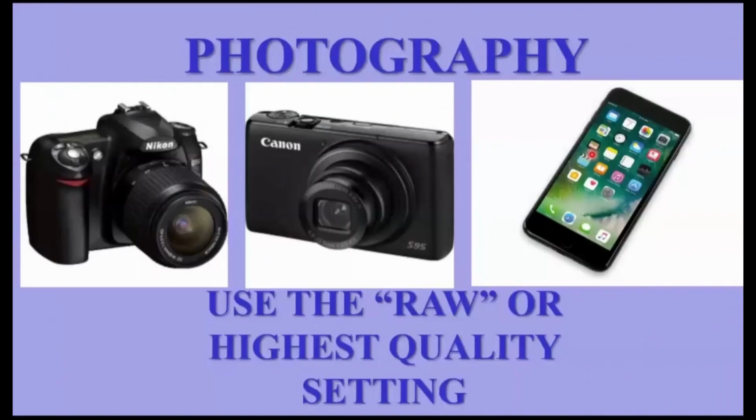I started out taking photos with my Nikon single lens reflex camera, but pictures can also be taken with smaller cameras if you still have them, and cell phones. Cell phones have pretty good cameras, and what you need to do is use the raw or highest quality setting before you take the photos. You want as many bits in that image as possible.